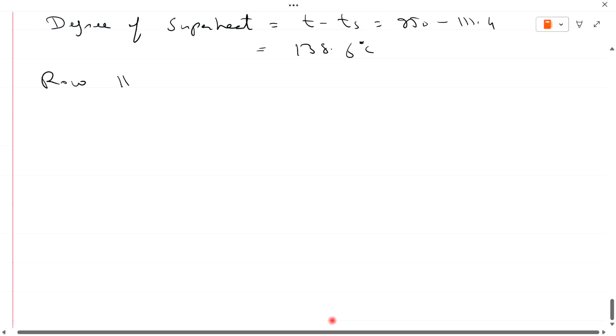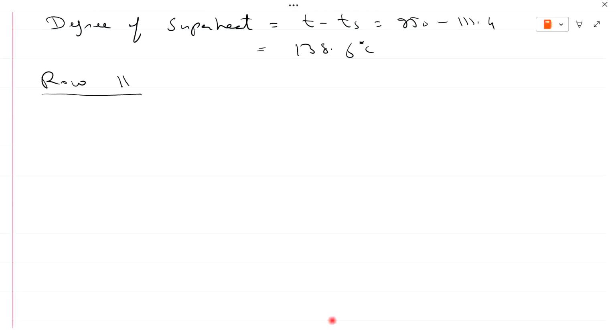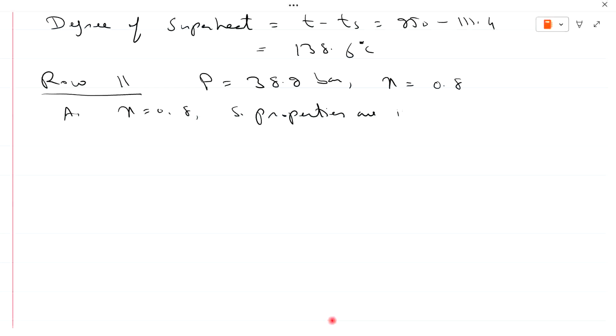At row number 11, pressure is given as 38.2 bar. Dryness fraction is given as 0.8. As x is equal to 0.8, the properties are in the wet region. So we will use the saturated steam table, but 38.2 is not available in the steam table.